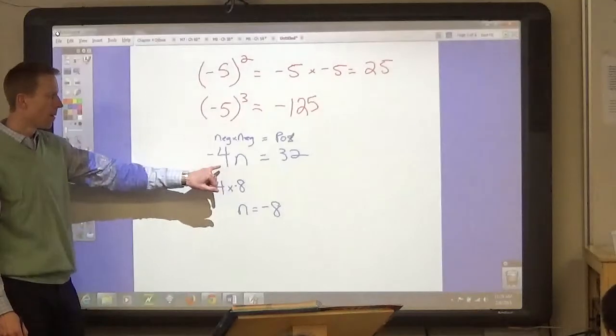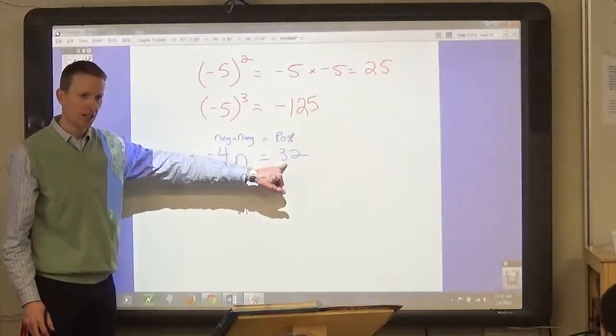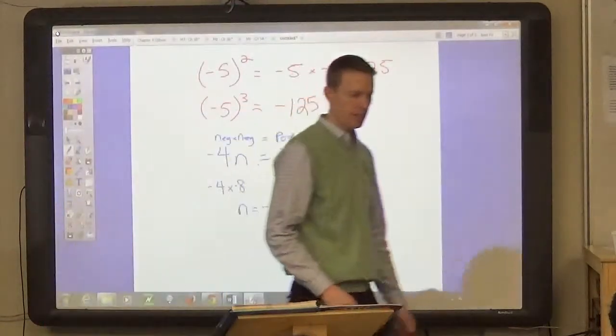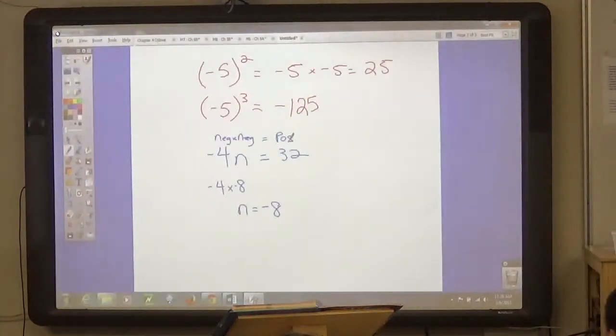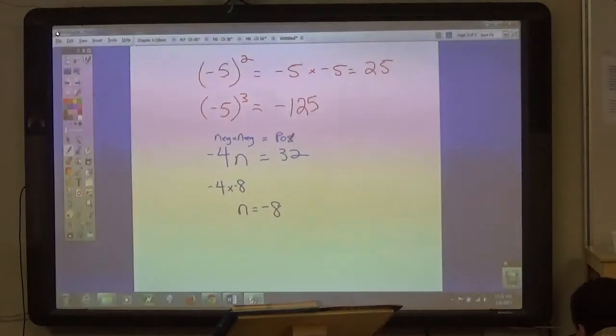So, think about what is needed in order to get either a positive answer or a negative answer when you're doing these. Okay? So, once again, if two numbers have the same sign, the answer is always positive. Or if there's an even number of negatives, the answer is always positive. If there's an odd number of negatives, it's always negative.